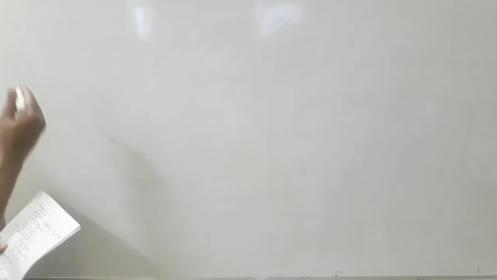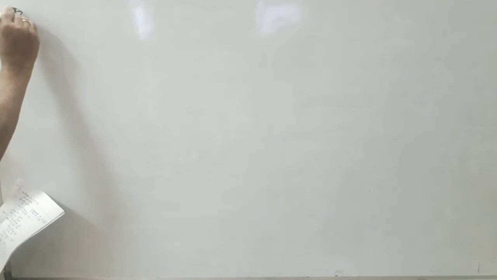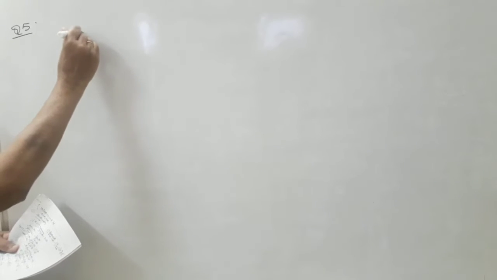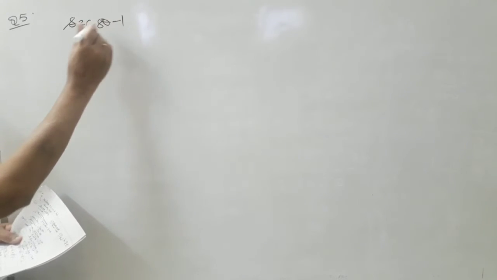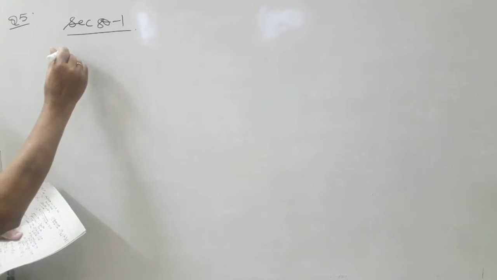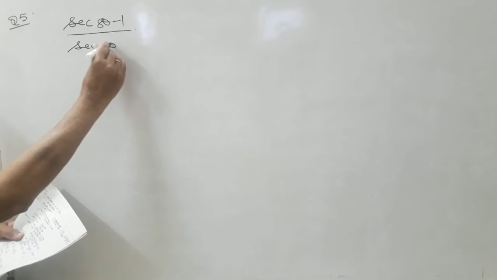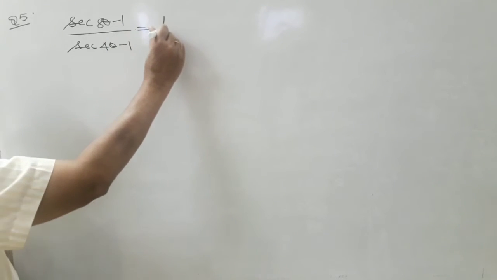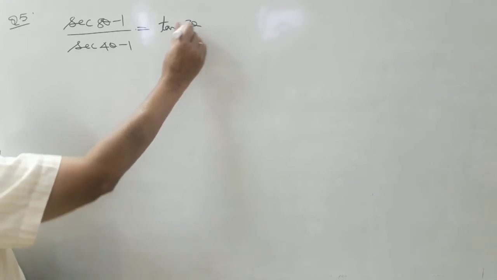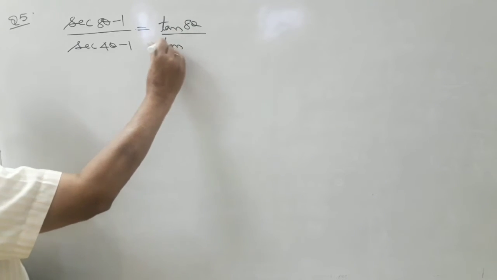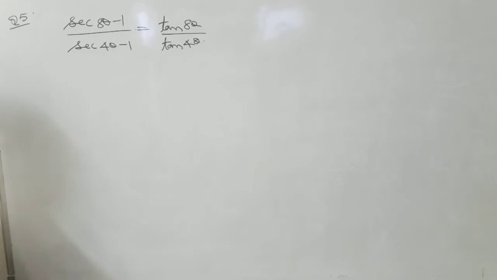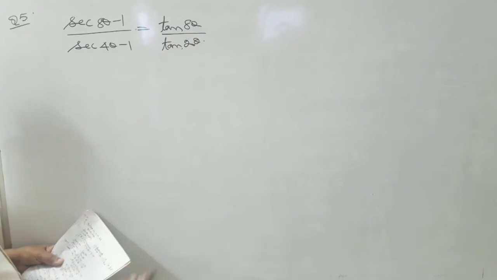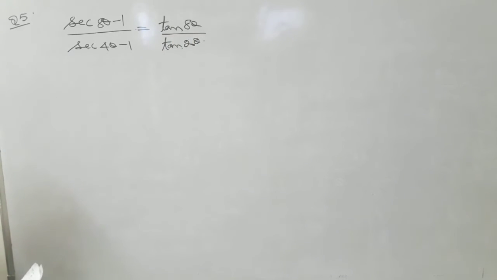Question number 5. Now this question number 5 again, maximum practice of some multiple angles. He says prove that secant 8 theta minus 1 over secant 4 theta minus 1 is equal to tangent of 8 theta upon tangent of 4 theta. This is a bit harder case now, not 4 theta but it is 2 theta. Please correct it here. Tangent 8 theta upon tangent 2 theta.